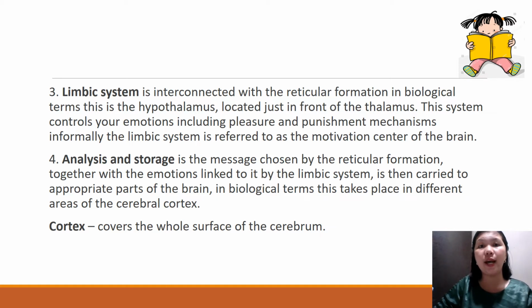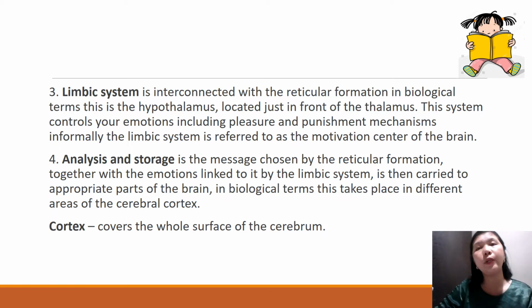Number four is the analysis and storage. It is the message chosen by the reticular formation, together with the emotions linked to it by the limbic system, that is then carried to appropriate parts of the brain. In biological terms, this takes place in different areas of the cerebral cortex.